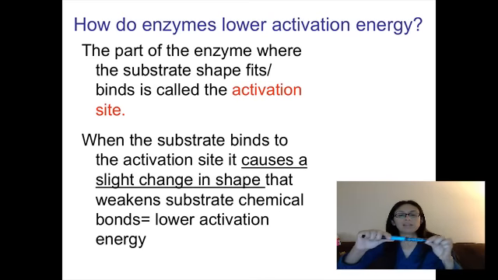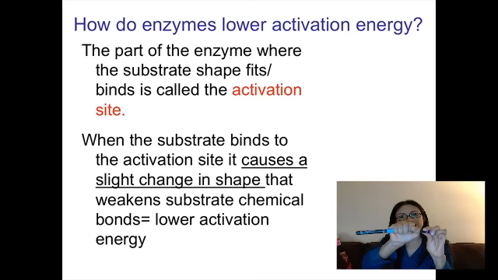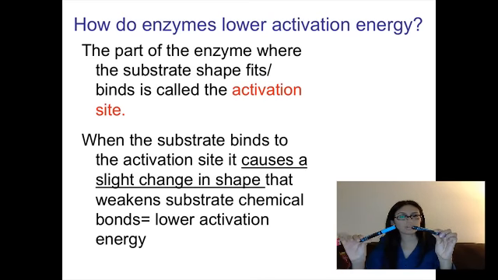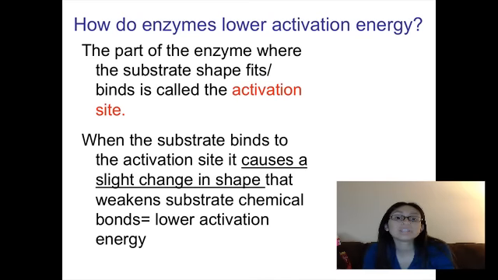Okay, so one more time. Enzyme binds to its substrate. When it binds to its substrate, it changes shape just a little bit. That slight change of shape weakens the chemical bonds and makes it easier to break them apart. Okay? So that's how an enzyme makes it so you don't need as much energy to break apart the chemical bonds.